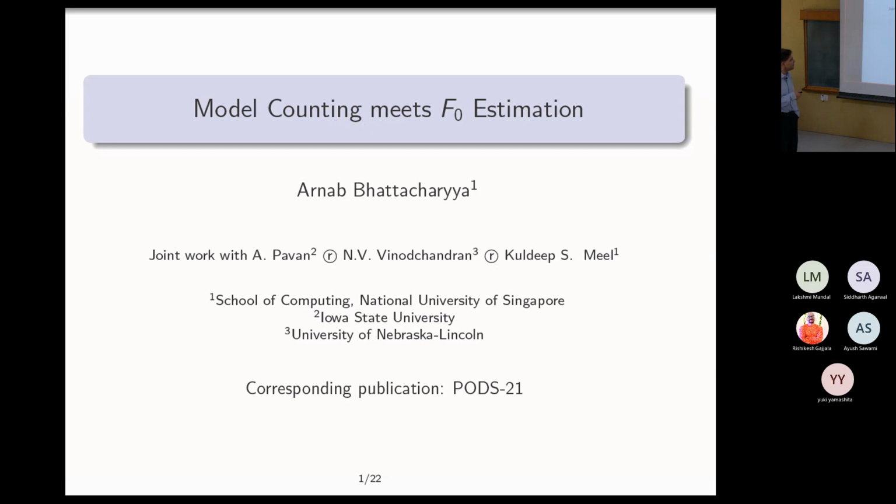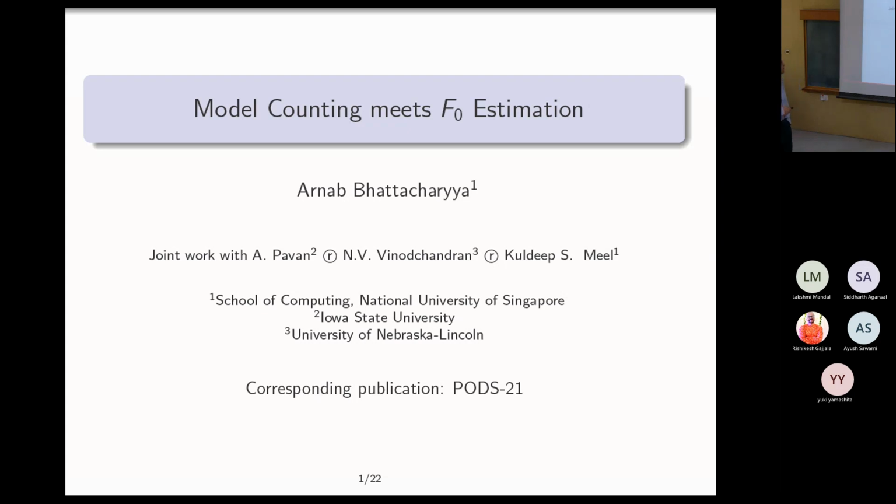This work is joint with Pawan Aduri at Iowa State, N.V. Vinodchandran at University of Nebraska-Lincoln, and Kuldeep Meel, also at NUS. The R indicates that the author ordering is randomized. The American Economic Association, AEA, has a tool which you can use to randomize the author ordering, and there's a certificate which certifies the randomness. You can go and see that one coin toss generates the randomness, and that is stored there. We used that, and none of us are student authors, so we tried to make the author ordering randomized. This paper appeared in FOCS '21.